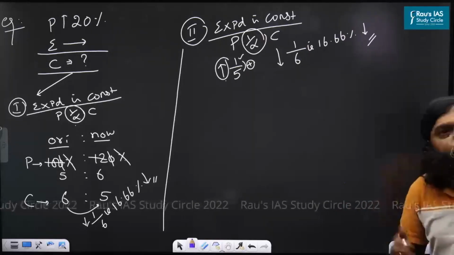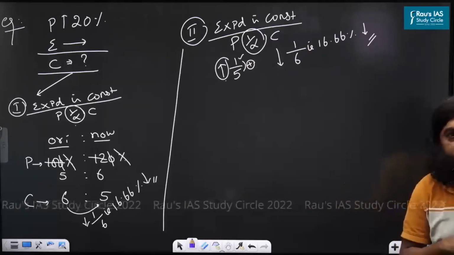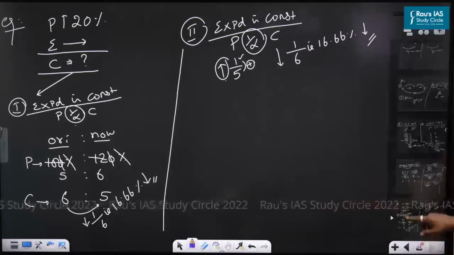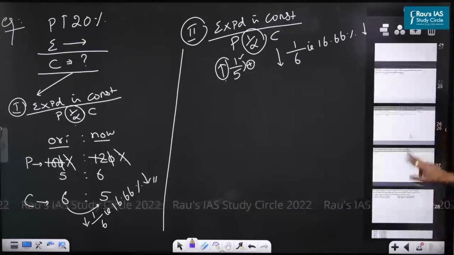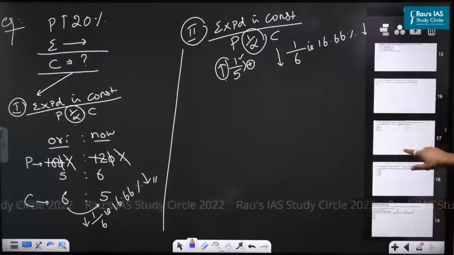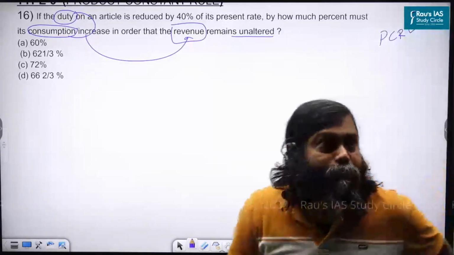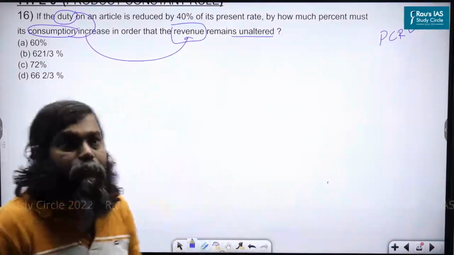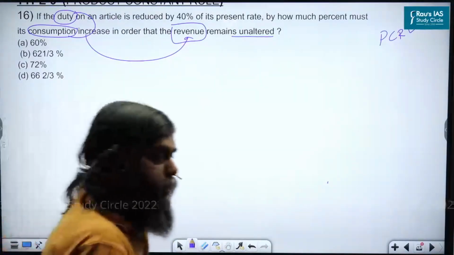Yesterday's class I have not uploaded. Yesterday's PDF. Got it? Now I am displaying the question. Now tell me what is the answer. Yes, that is D option.